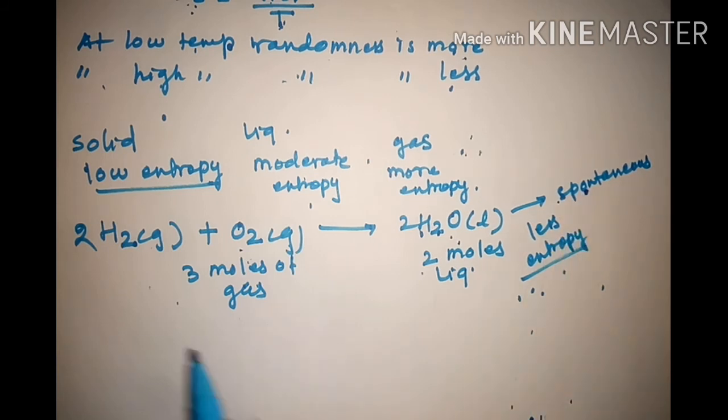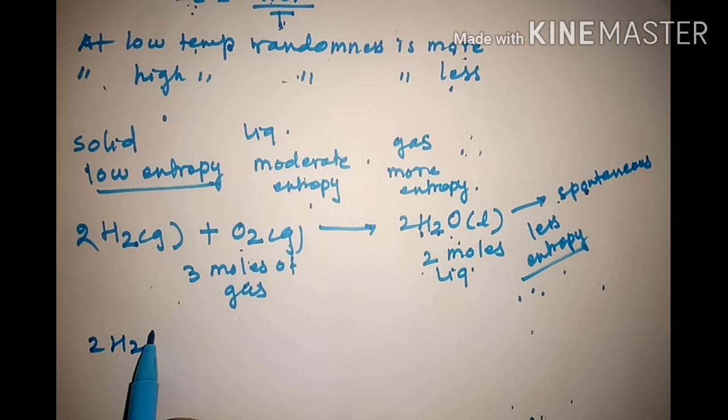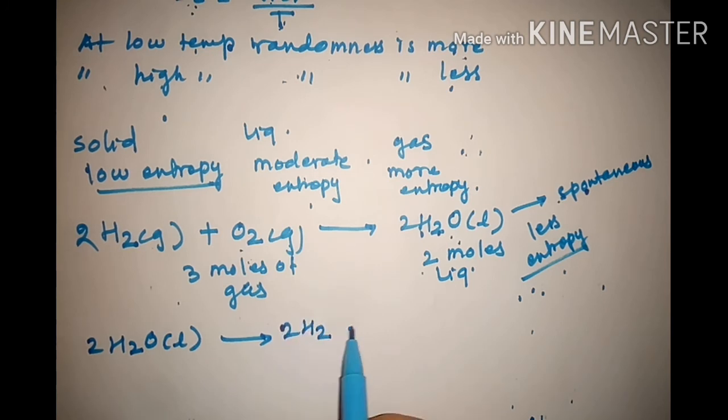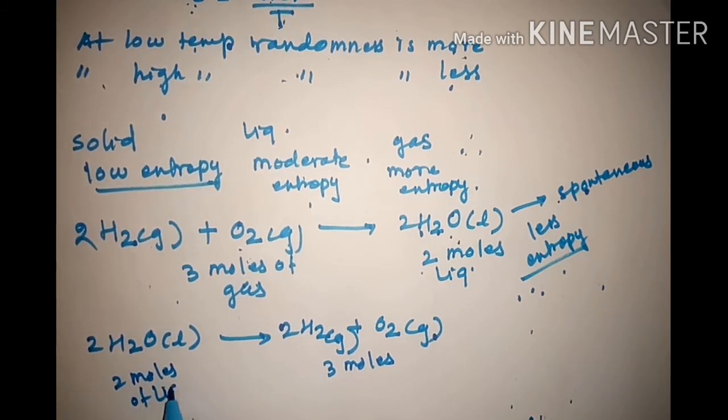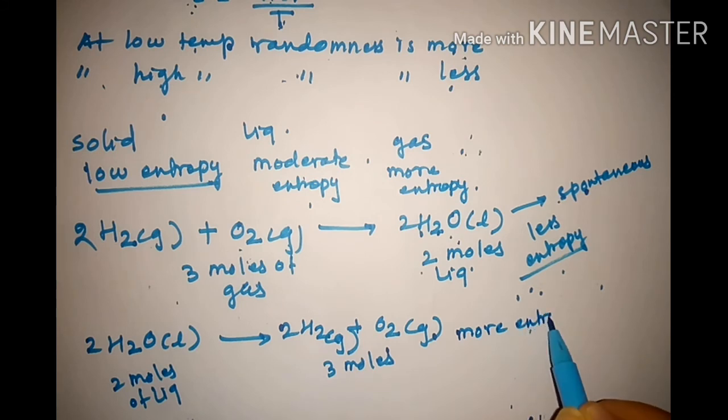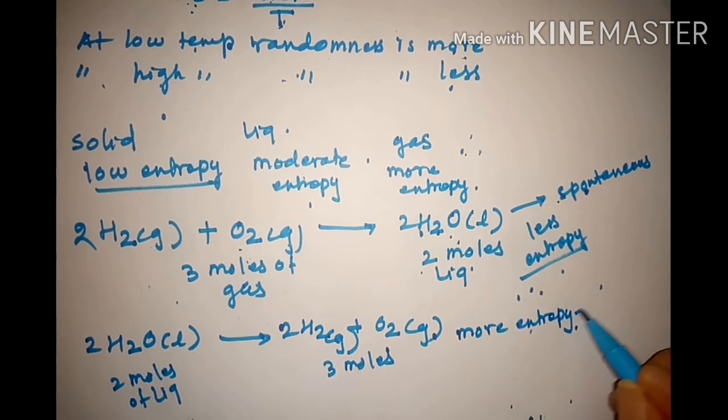Another example I can quote here is exactly the opposite. This liquid is converted into twice H2 plus O2. Here both gas molecules are forming, so there are 3 moles of gas molecules, while there are 2 moles of liquid, isn't it? So the number of gas molecules is increasing here, and naturally there will be more entropy. So entropy increases in this case and the process would be spontaneous.